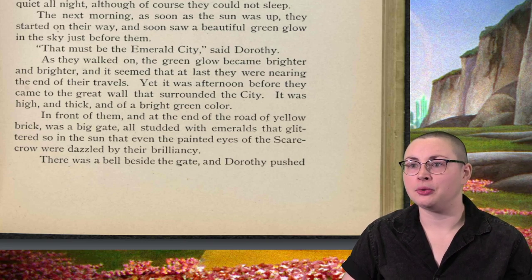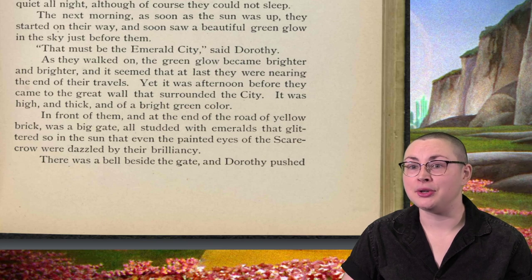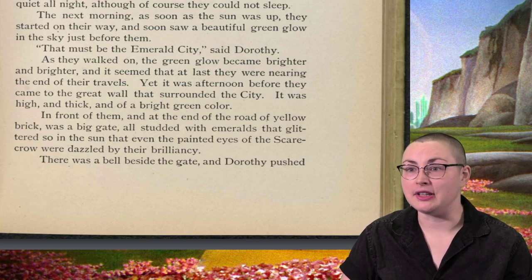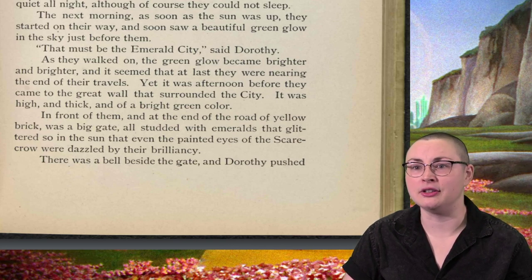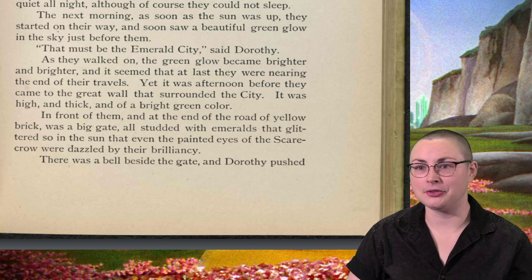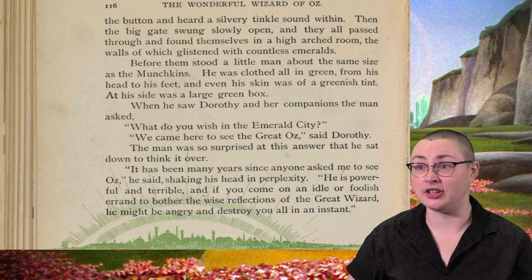As they walked on, the green glow became brighter and brighter, and it seemed that at last they were nearing the end of their travels. Yet it was afternoon before they came to the great wall that surrounded the city. It was high and thick and of bright green color. In front of them and at the end of the road of yellow brick was a big gate, all studded with emeralds that glittered so in the sun that even the painted eyes of the Scarecrow were dazzled by their brilliancy. There was a bell beside the gate, and Dorothy pushed the button and heard a silvery tinkle sound within.